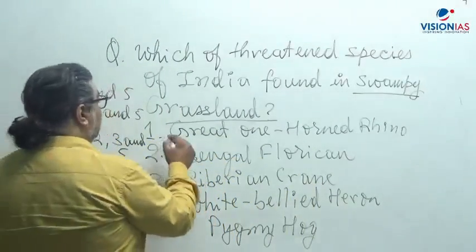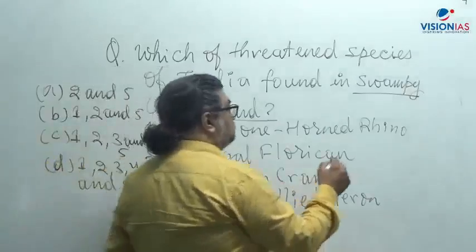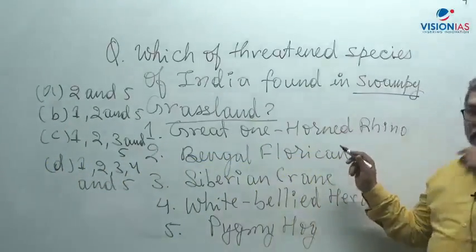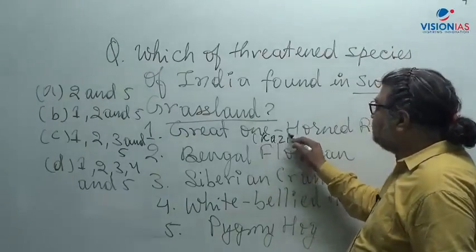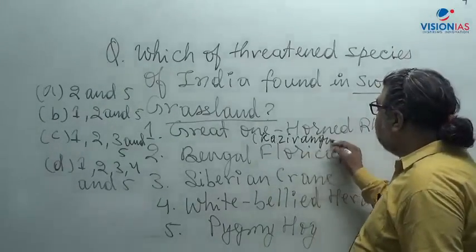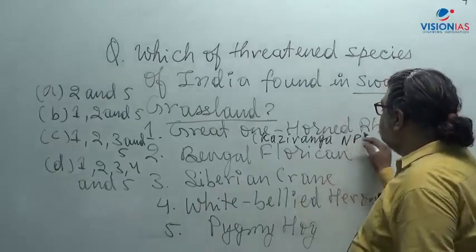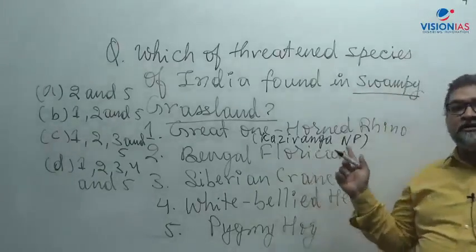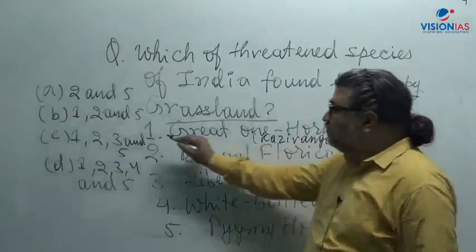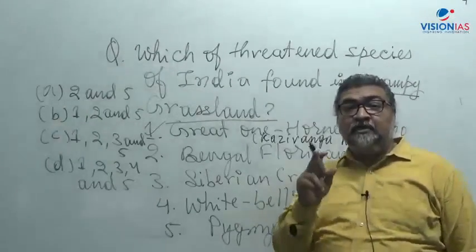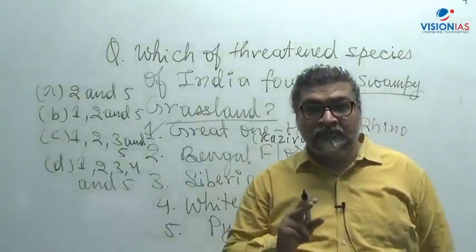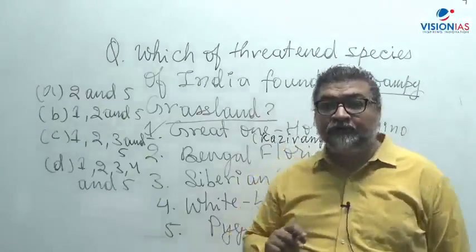Say great one-horned rhinoceros, right? Kaziranga, for example. Kaziranga is on the southern bank of river Brahmaputra. It is also a tiger reserve and also a national park. It is a swampy grassland. So the one-horned rhinoceros prefers to live in swampy grassland because the rhinoceros is a herbivore.